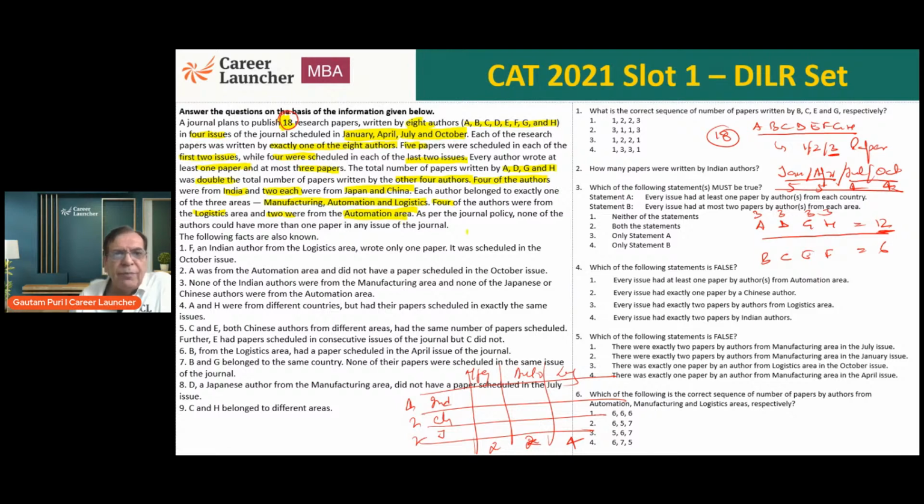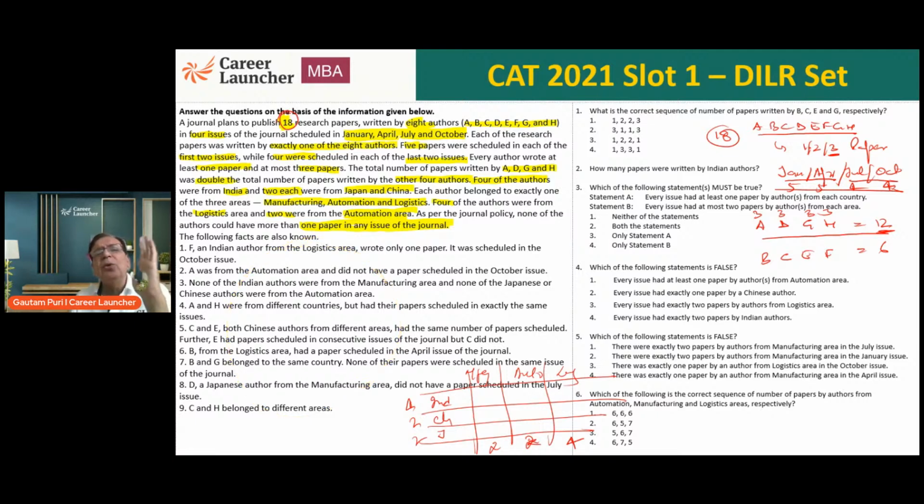Obviously, the remaining 2 will be from the third area, which is the manufacturing area. As per journal policy, none of the authors could have more than 1 paper in any issue of the journal. So each author can get a maximum of 1 paper published in a particular issue. Okay. Now after that, we have this whole tamasha given to us. We'll come back to it.